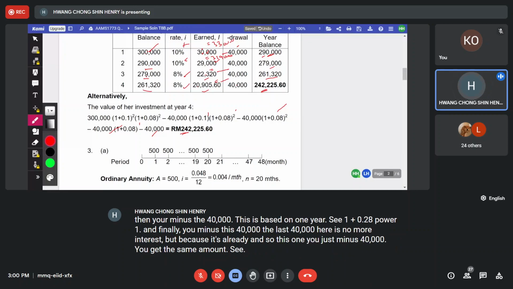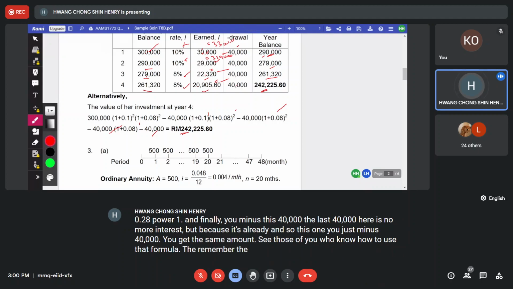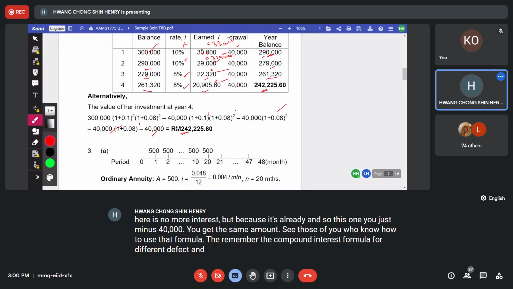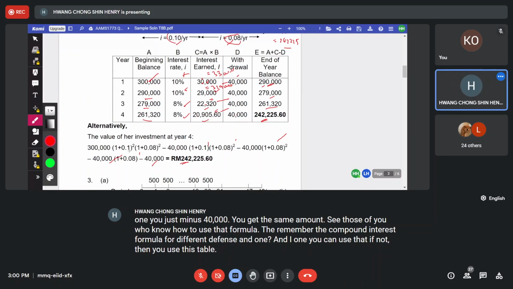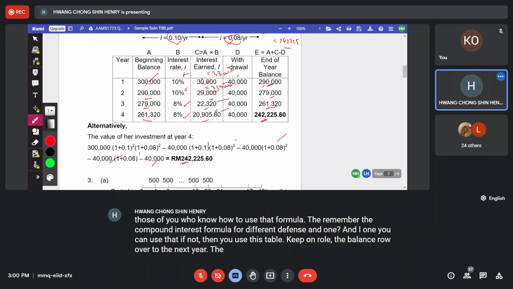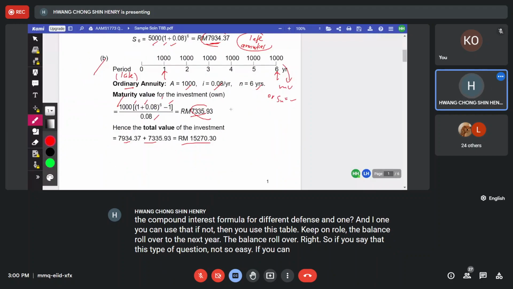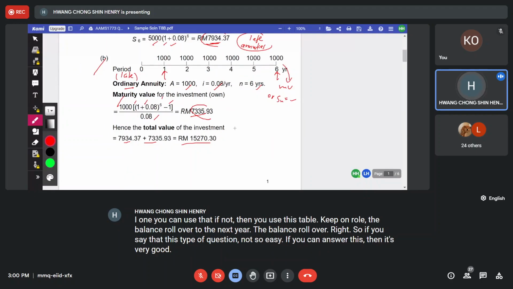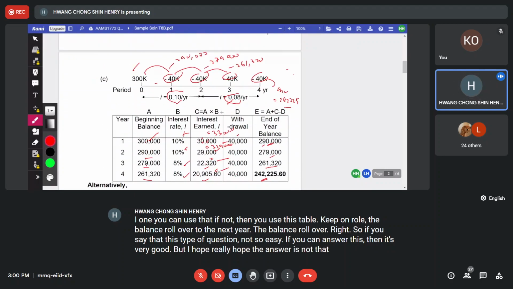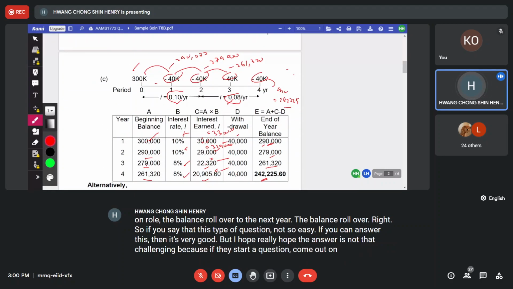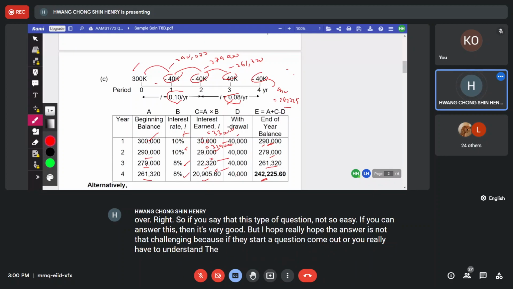Those of you who know how to use that formula, remember the compound interest formula for different N1 and I1, you can use that. If not, then you use this table. Keep on rolling over, the balance rolls over to the next year. I will say that this type of question is not so easy. If you can answer this, then it's very good. But I really hope the question is not that challenging, because if this type of question comes out, you really have to understand the question and try to catch the keyword.